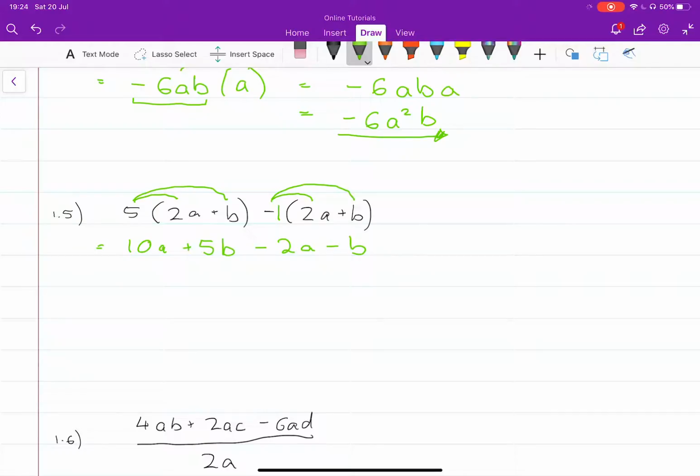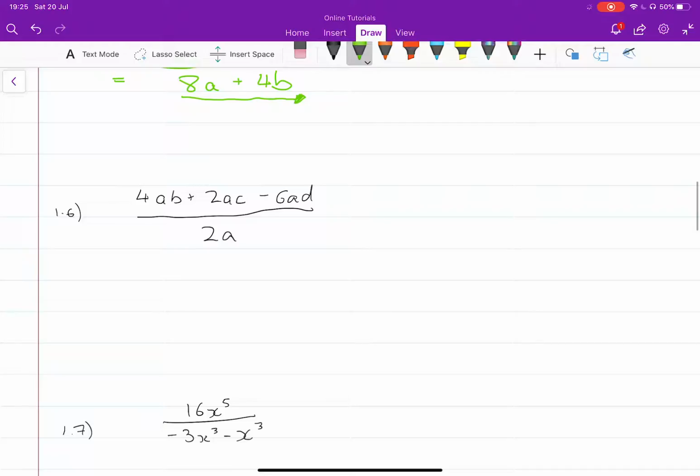Okay, now let's group them. So we have 10a, got that, minus 2a, because they've got the same variable, plus 5b minus b. Start with those. So now let's work with these two. 10a minus 2a is equal to 8a, plus 5b minus b is equal to plus 4b. And that's our final answer.